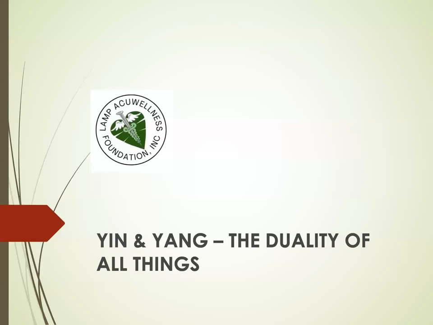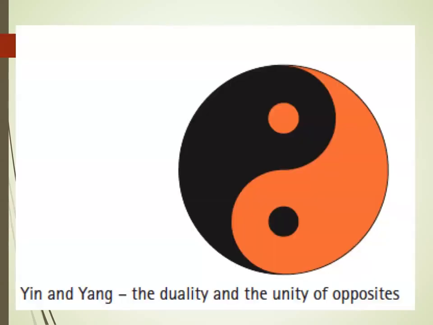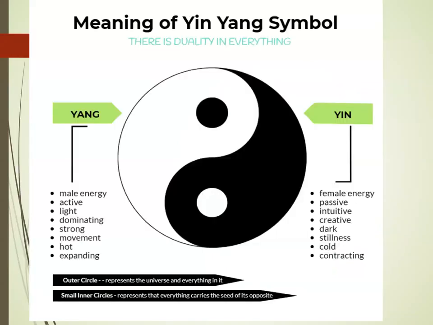Topic natin is yin and yang, the duality of all things. Okay, yin and yang, the quality and the unity of opposites. So first, the meaning of yin and yang symbol. There is duality in everything.